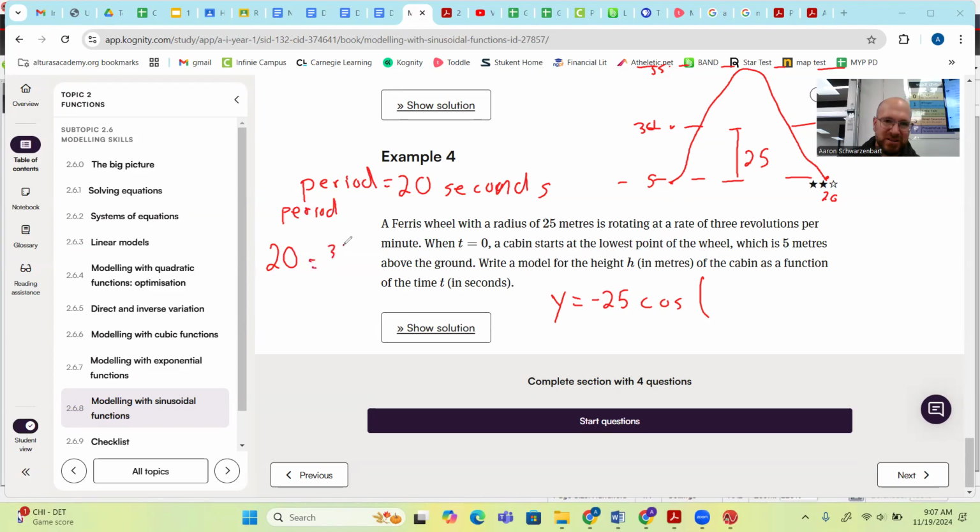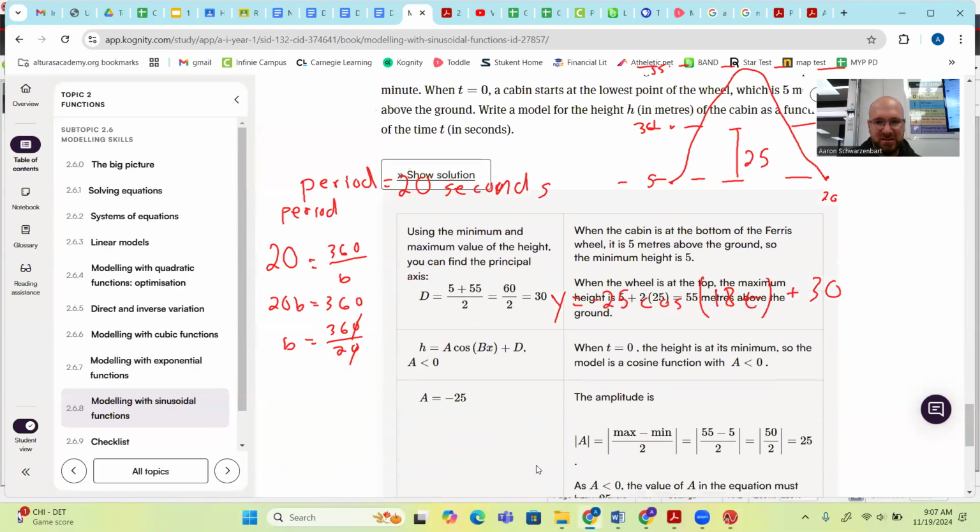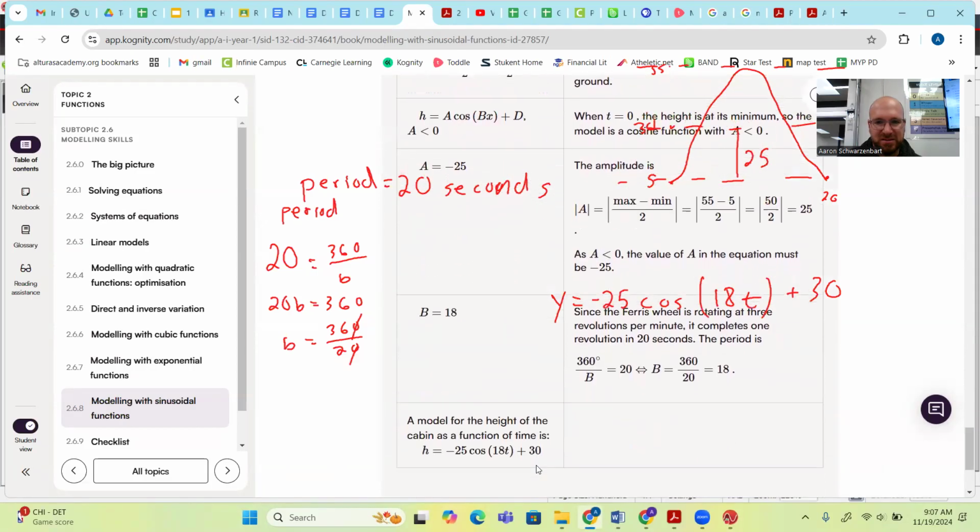For today, we're going to go 360 over B. So that's 20B equals 360. I will divide both sides by 20. B gives 360 over 20, which is 18. Plus 30. And let's double check the answer, but I believe that is correct. Yep.